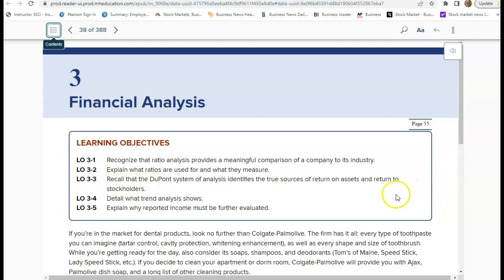Recall that the DuPont system of analysis identifies the true sources of return on assets and return to shareholders. Take a good close look at that. It's very commonly used. Detail what trend analysis shows, and explain why reported income must be further evaluated. So dig into those things and gain an understanding of that, and you'll have taken away from this chapter what you need to know going forward.